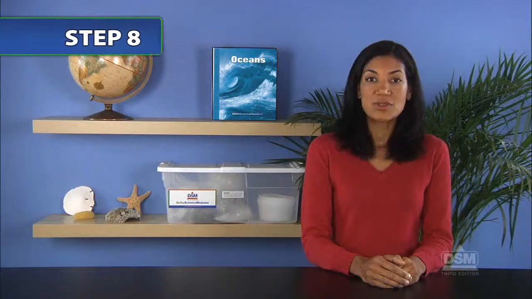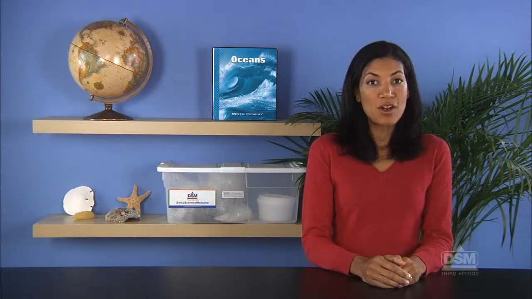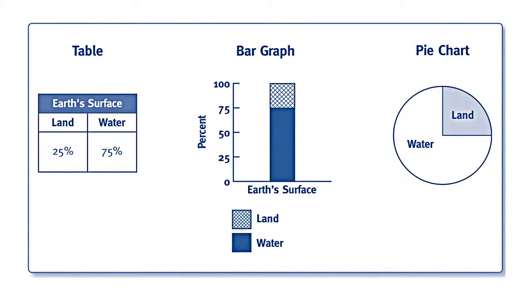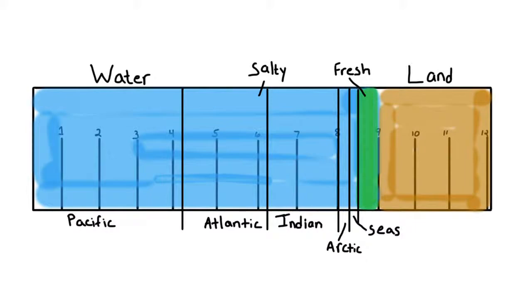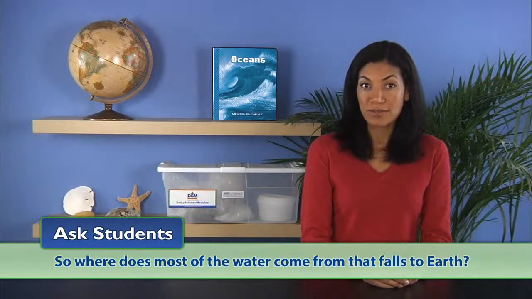Then ask students what percentage of Earth's surface is covered by ocean water. Students may recall that 75% of Earth's surface is covered by water, but only about 70% of the water is ocean water. About 4% is fresh water, and 1% is the water in seas. Ask students, so where does most of the water come from that falls to Earth?